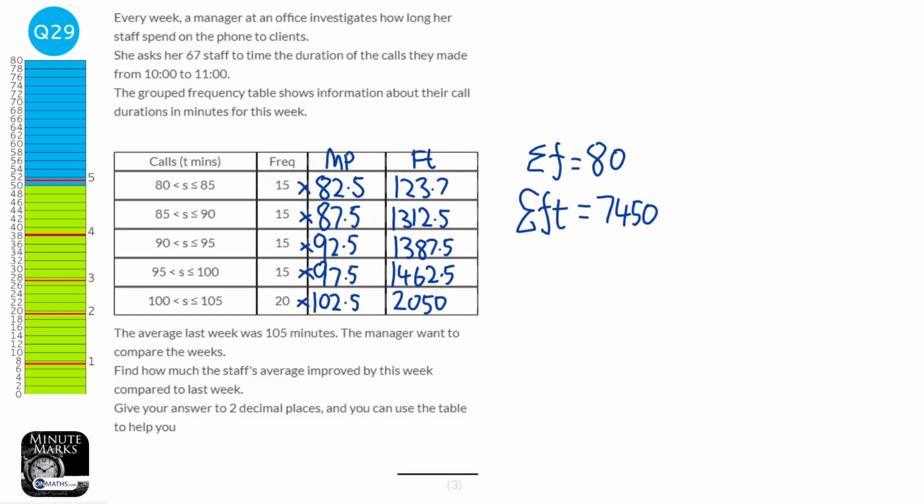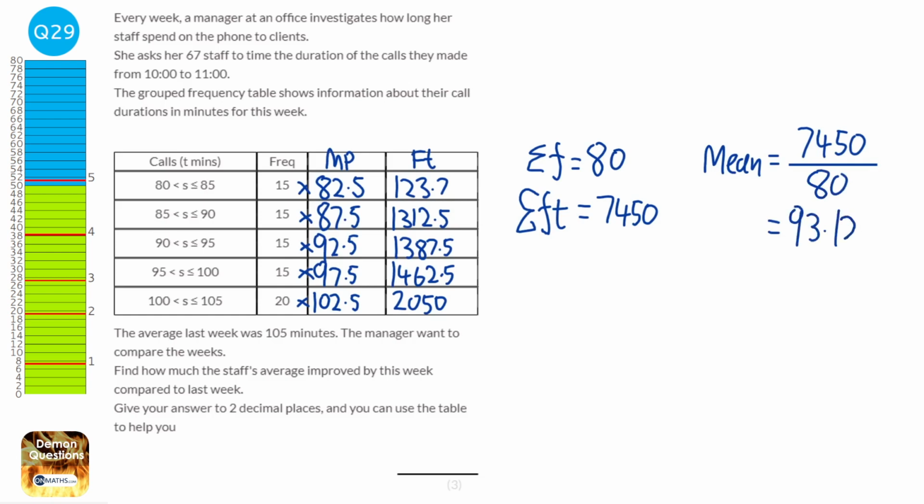So to find the mean, it's all of the numbers added together, which will be 7,450, over the amount of numbers we have, which is 80. So when you do that, we get 93.125. Now this question is about the improvement that the manager has made, the call centre's made. So we're looking at subtracting the 93.125 away from the last week, which was 105. So we're looking for the improvement.